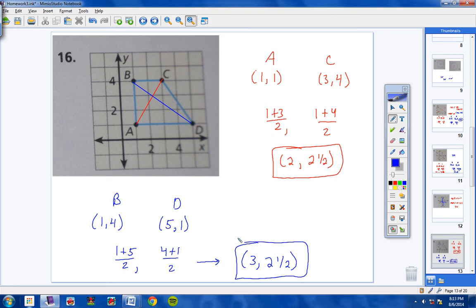Now, are the two midpoints the same? No, they are not. Absolutely not. They are different ordered pairs. So that's a lot of practice in simply taking two ordered pairs and finding the midpoint, okay?